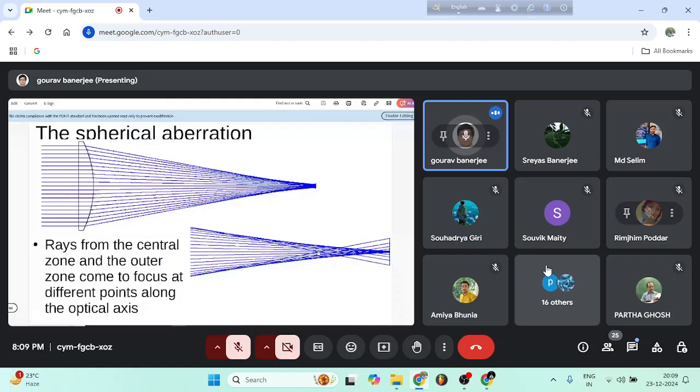And what happened is that the rays from the outer rings have decided that the focal length is not at this distance. They have decided that the focal length is here. And this is a result of the surface being spherical, so it cannot bring all of these rays into focus at one point.